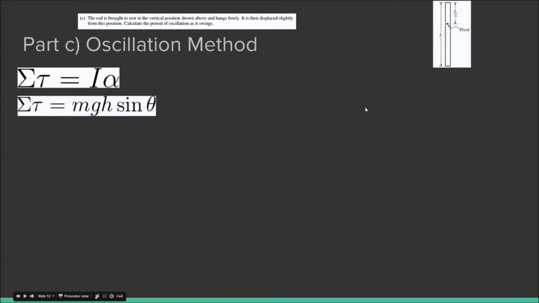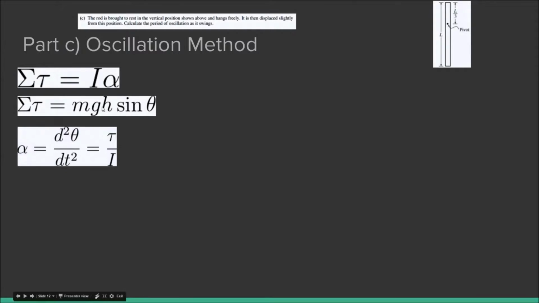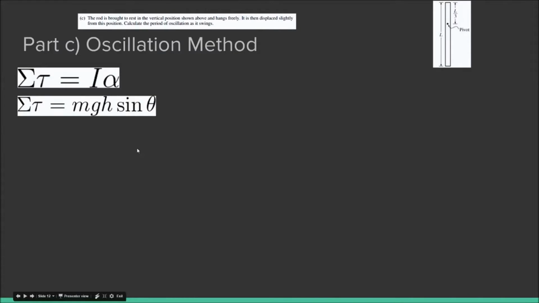We also know that the only torque acting on the rod is the gravity acting on the center of mass, which will be the force of gravity, which is mg, times the height, which we've already said was the distance between the pivot and the center of mass, which is L over 6, times sine theta.